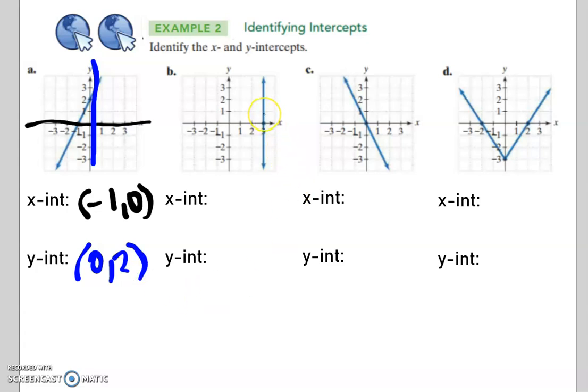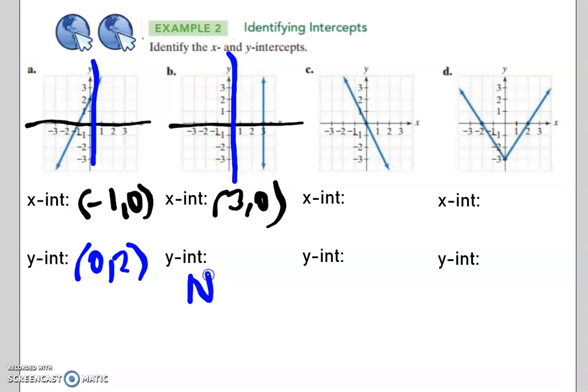Okay, we can look at another one, B. Check this one out. Where does it intersect the x-axis? What's my x-intercept? That's going to be (3, 0). And what about my y-intercept? Does it ever cross my y-axis? No, right? It's going to hang out here at x equals 3. So my y-intercept is NA. It does not exist. Don't write 0, because 0 is a number that I could find on the graph. So it's NA. So check out C.